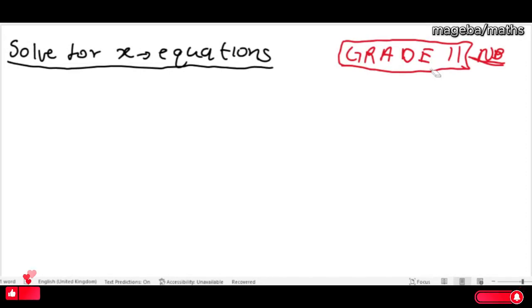Good people, today we'll be doing some equations where we solve for x. It's very important that we solve for x, especially in grade 11. I'm going to be focusing on some equations that need to be solved from grade 11. It's also being solved in grade 12, but the foundation is in grade 10. So here in grade 11 we are just applying what we already learned in grade 10.